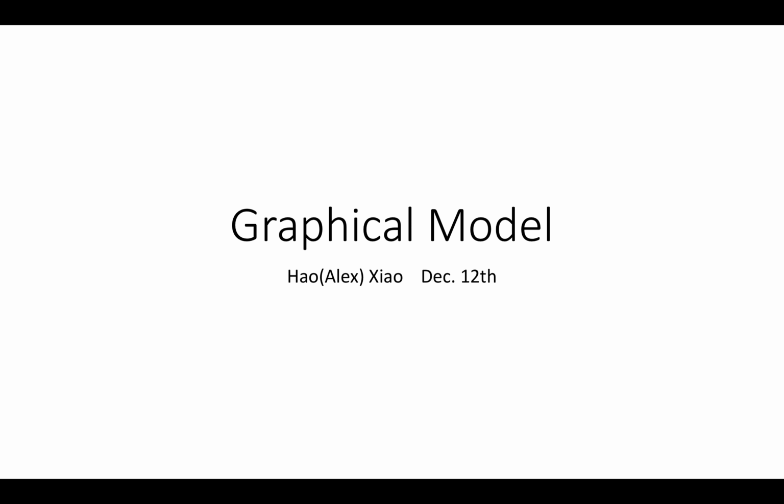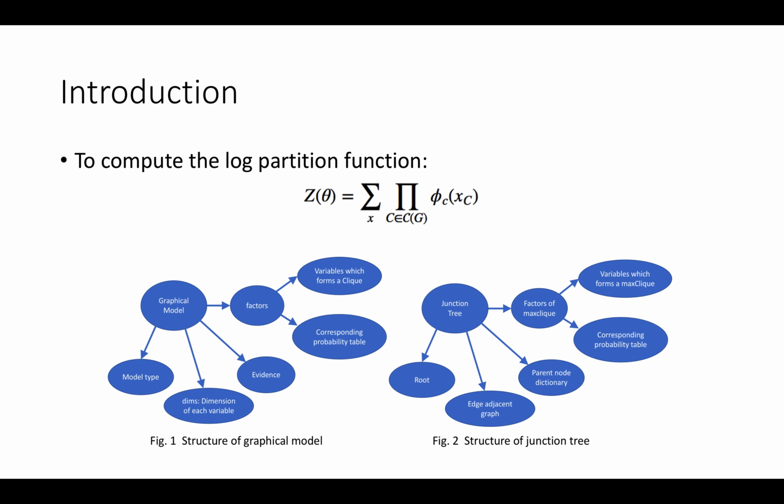Hi, today I will talk about my graphical model project about exact inference and approximate inference. The goal is to compute the log partition function Z. Figure 1 shows the structure of how I save the Markov field. I defined a class called Factor to store the variables which form a clique and the corresponding potential table.